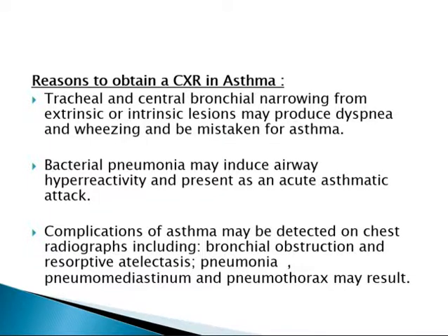Now, why do we have to obtain a chest X-ray in asthma? First, tracheal and central bronchial narrowing from extrinsic or intrinsic lesions may produce dyspnea and wheezes and may be mistaken for asthma. Bacterial pneumonia may induce airway hyperactivity and present as an acute asthmatic attack. And the other reason to obtain a chest X-ray is to look for complications of asthma like bronchial obstruction and resorptive atelectasis, pneumonia, pneumomediastinum, and pneumothorax that may result.